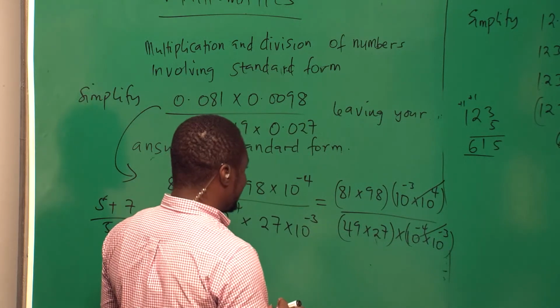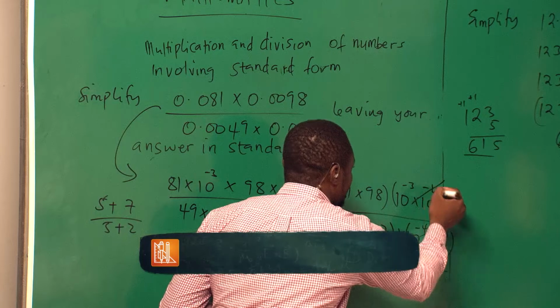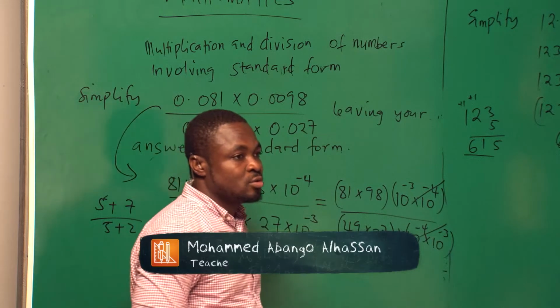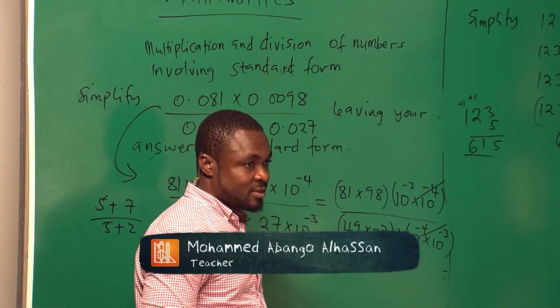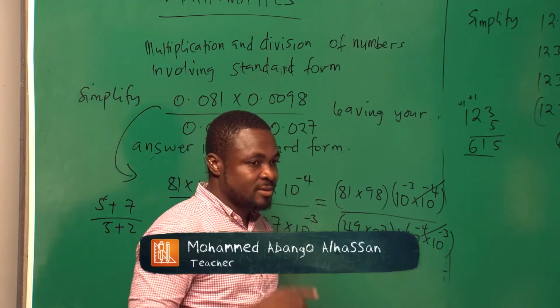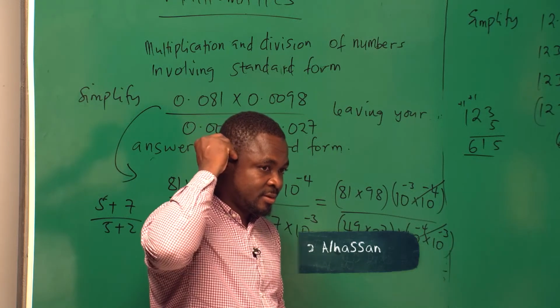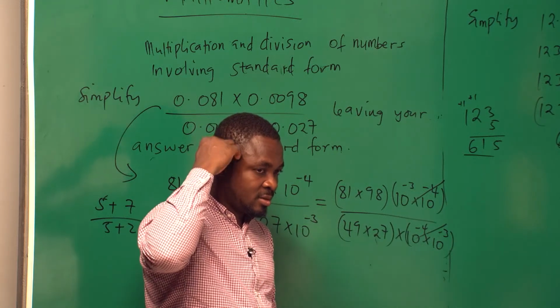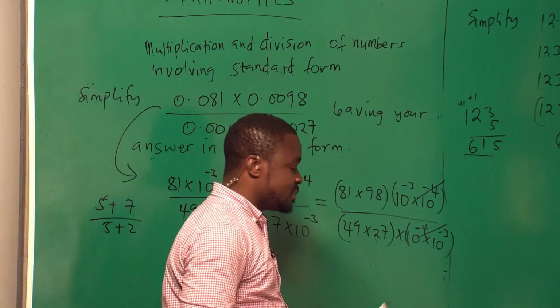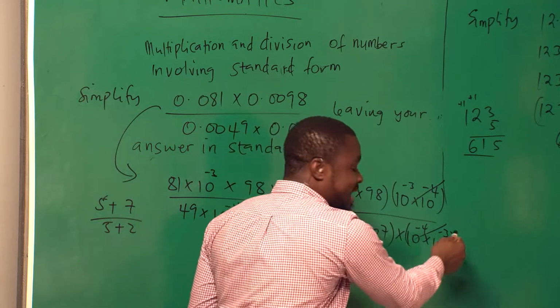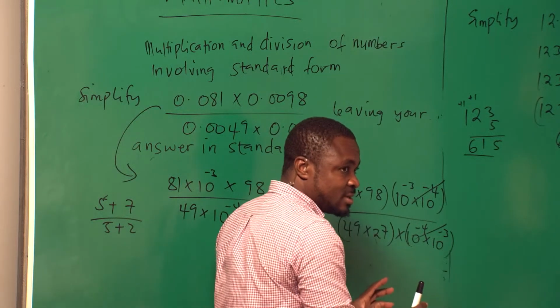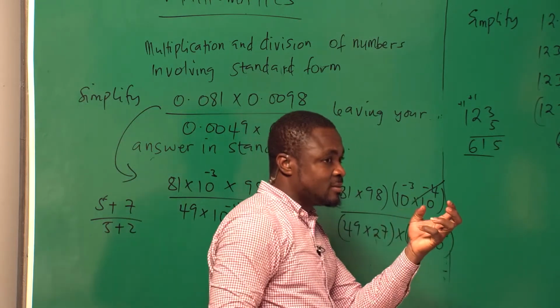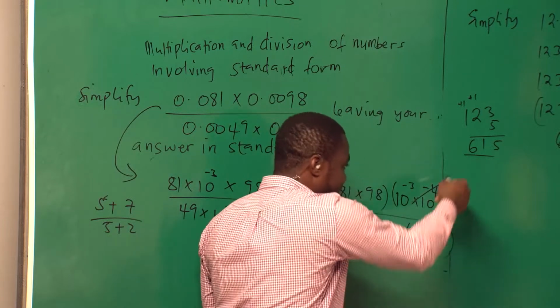Are you sure? Okay, I didn't write it well. So it's true, it should be negative 4. So you end up with what? Negative 7. What of the denominator? Munira, what will be the power? Negative 7. Are you okay? So once they carry the same power in the same base, we assume the numerical value is the same. So you can cancel this with that.